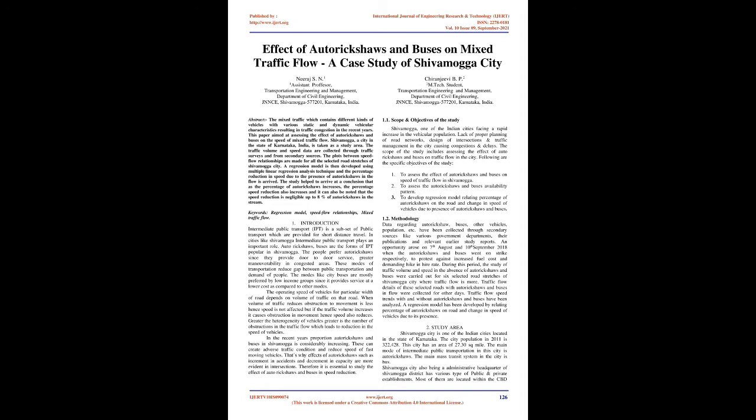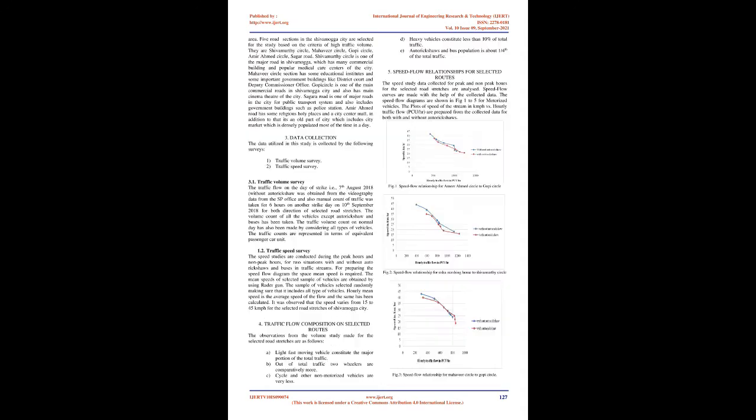The greater the heterogeneity of vehicles, the greater is the number of obstructions in the traffic flow, which leads to a reduction in the speed of vehicles. In recent years, the proportion of auto rickshaws and buses in Shivamogga has been considerably increasing. These can create adverse traffic conditions and reduce the speed of fast-moving vehicles. That's why effects of auto rickshaws, such as increase in accidents and decrease in capacity, are more evident at intersections. Therefore, it is essential to study the effect of auto rickshaws and buses on speed reduction.